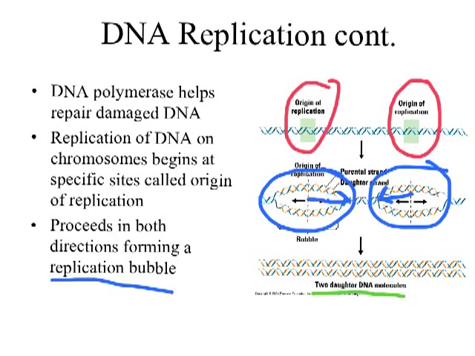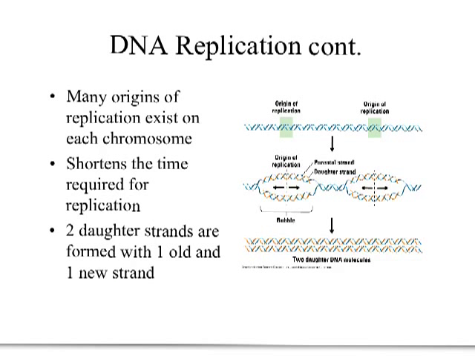One strand of the double helix will be what we call the original DNA that was there, and then the other strand is the new complementary DNA that makes up that double helix. So that's how we get two daughter DNA molecules. And like I had mentioned, there are many origins of replication along a strand of DNA or a chromosome.